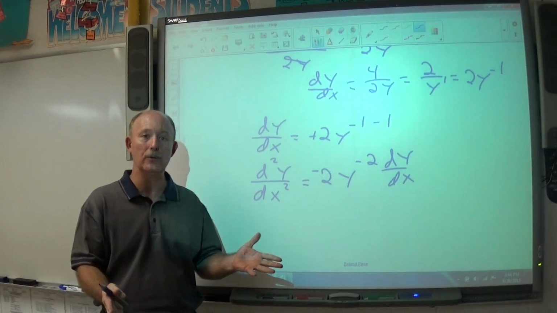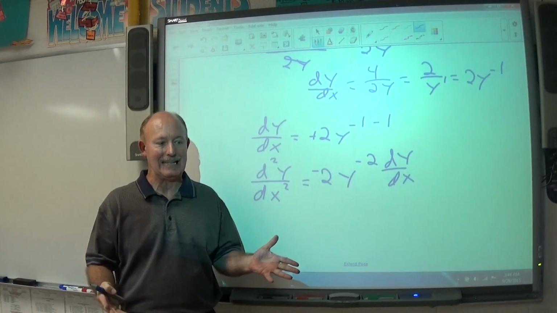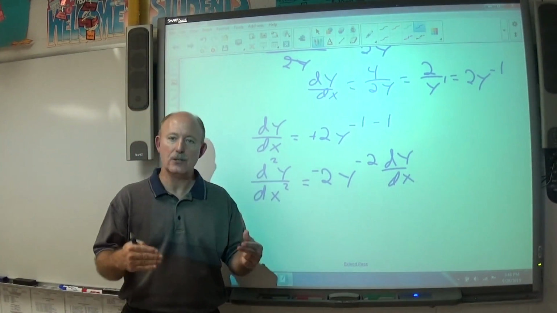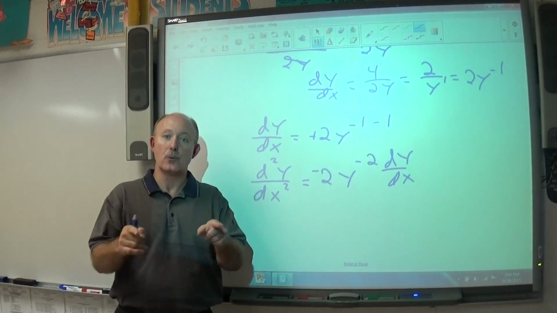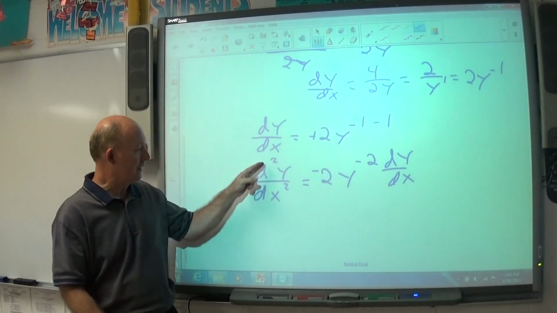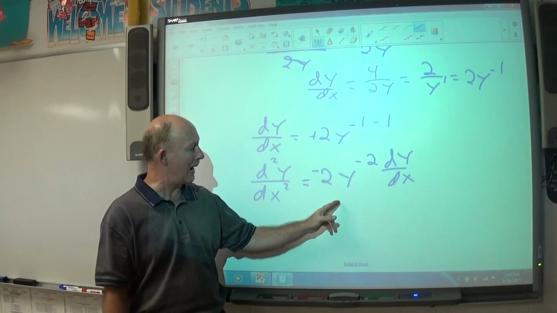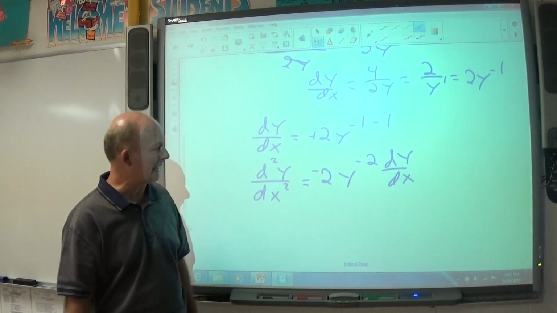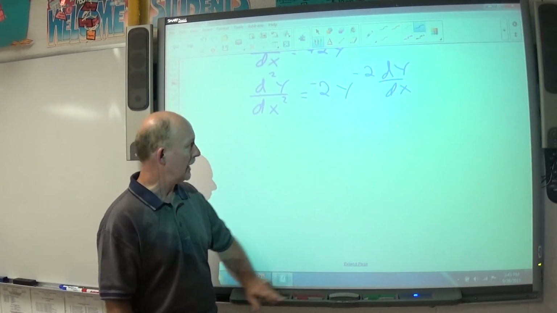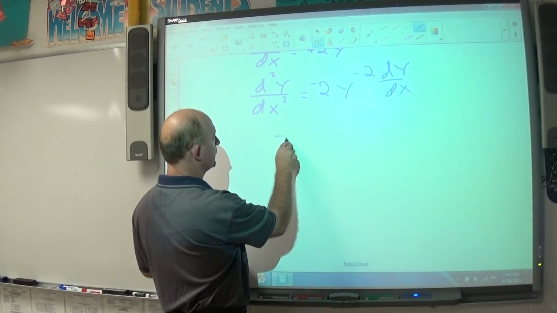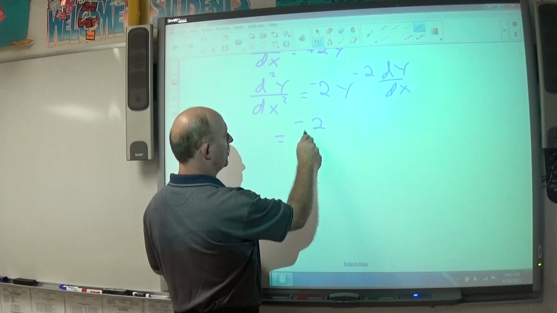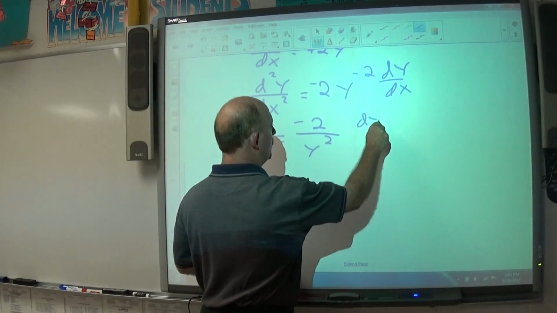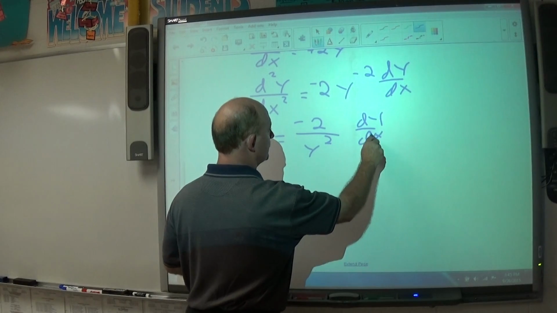Now one thing I want you to notice about the second derivative, and in most cases this is going to be true: the second derivative is going to have the first derivative in it. So notice now, the second derivative equals negative 2y to the negative 2 power times dy over dx, which is equivalent to the negative 2 going on top of our fraction, y to the second power, times dy over dx.